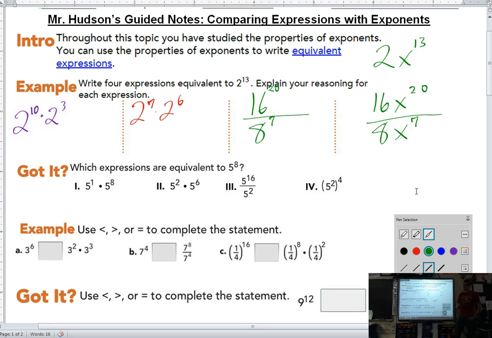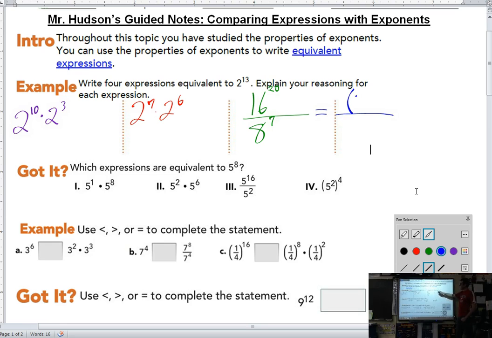Now here's something interesting. What you actually did right here goes deeper into exponents than what you guys realize quite yet. 16 is actually a power of 2 on its own. 16 is actually 2 to the 4th power. So right now, you have 2 to the 4th, 2 to the 20th. On bottom, you have 2 to the 3rd, 2 to the 7th. So with what you've written, you actually now have 2 to the 80th over 2 to the 21st.